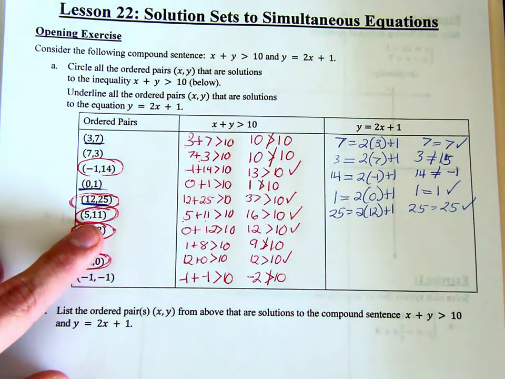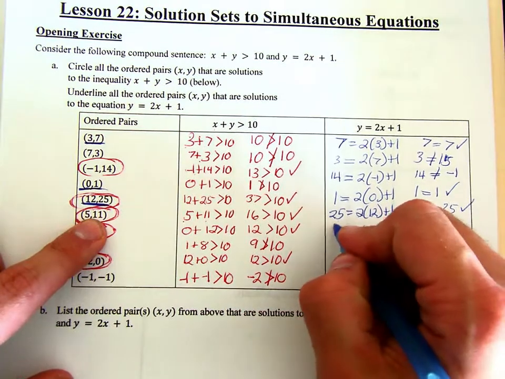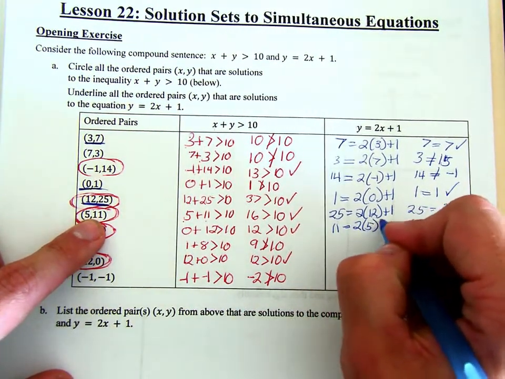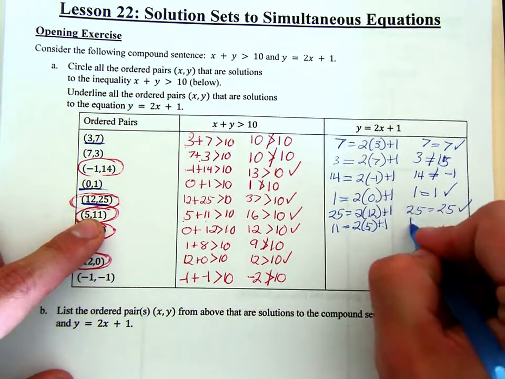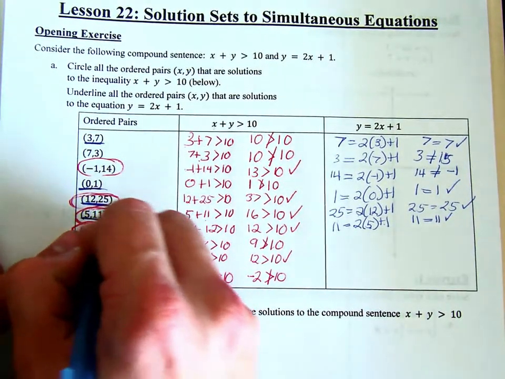Now we have 5, 11. So x is 5, y is 11. So I'm going to get 11 is equal to 2 times 5 plus 1. 2 times 5 is 10, plus 1 is 11. So we're going to get that 11 is equal to 11, and that works. So I'm going to underline this one.